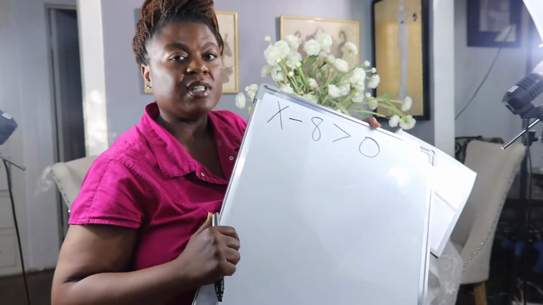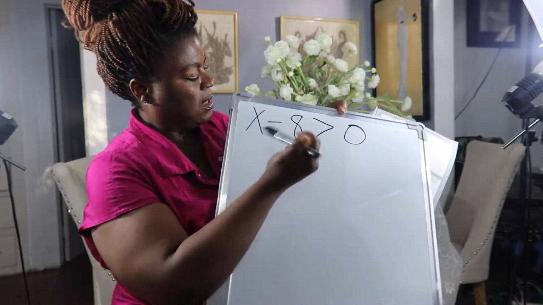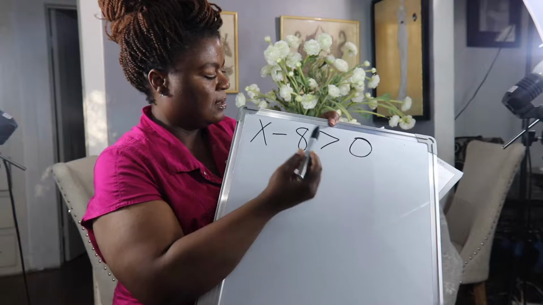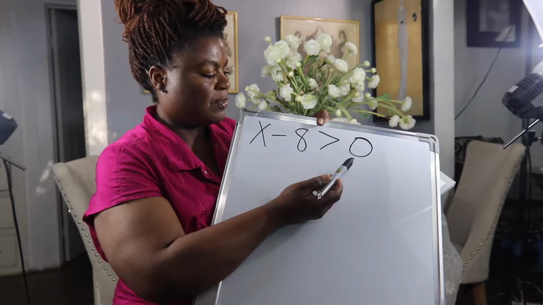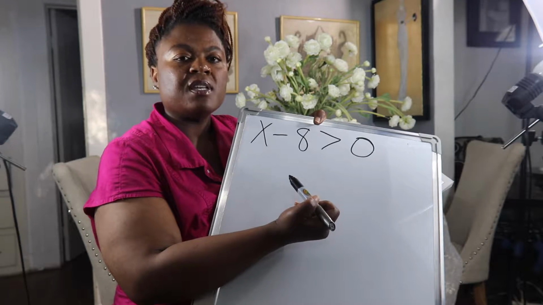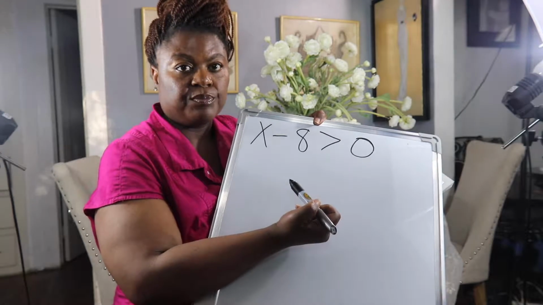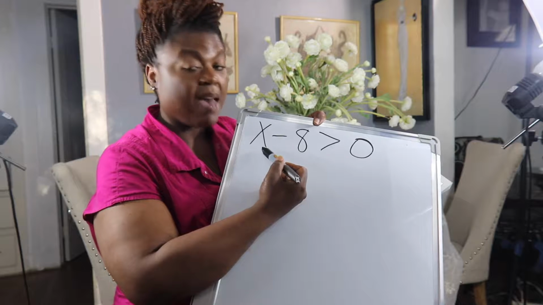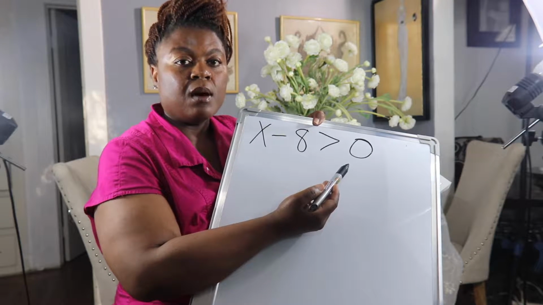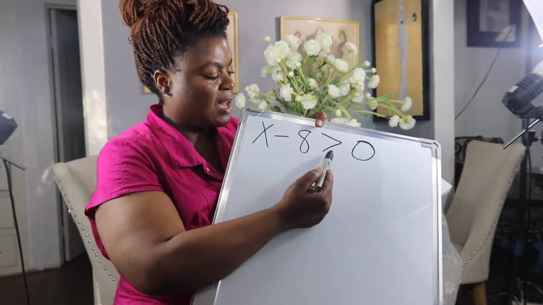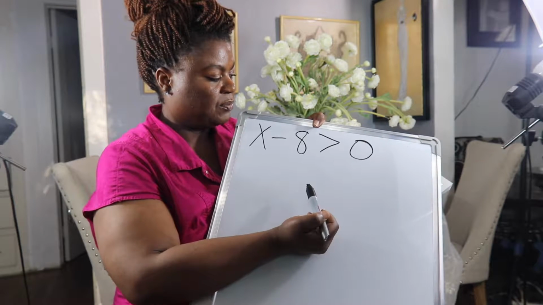Alright, today we're dealing with inequalities. So we have x minus 8 is greater than 0. The way we solve this is we isolate the variable. So we want to get x, or have x be all by itself on one side and the number be all by itself on the other side of the symbol.